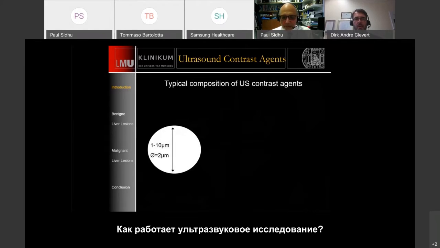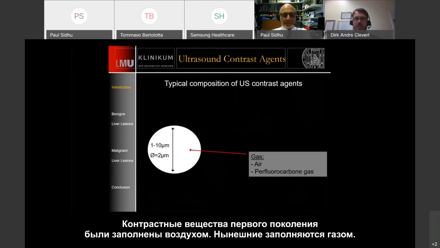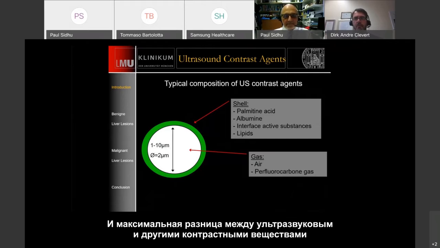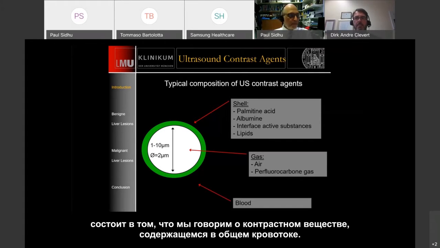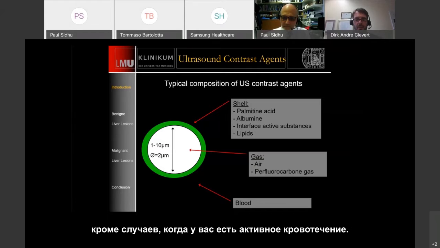How does ultrasound contrast work? So you see the diameter of the microbubbles. The first generation was filled with air. Nowadays it's filled with gas. All bubbles have a shell, either a palmitin shell or a lipid shell. And the main difference between ultrasound and other contrast agents is that we are speaking about a pure blood-pool contrast agent. So they will stay in the vessel. They will never leave a vessel except when you have an active bleeding.